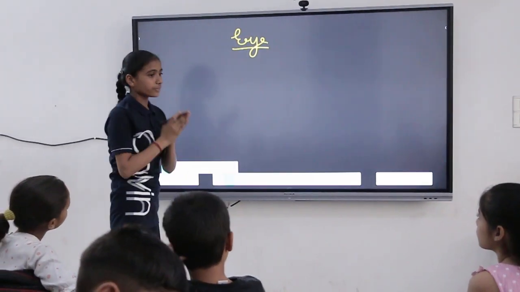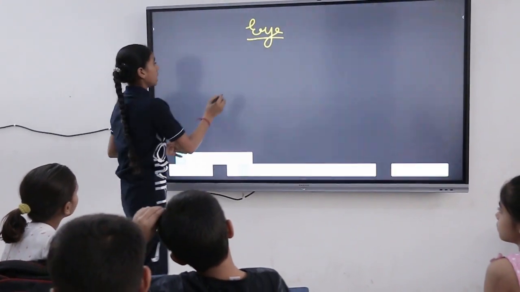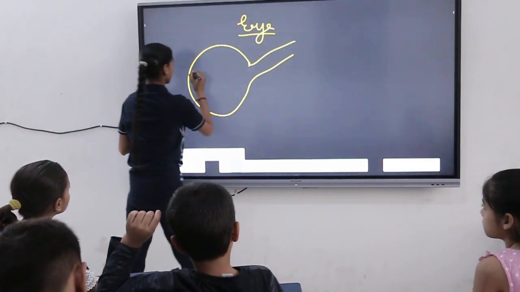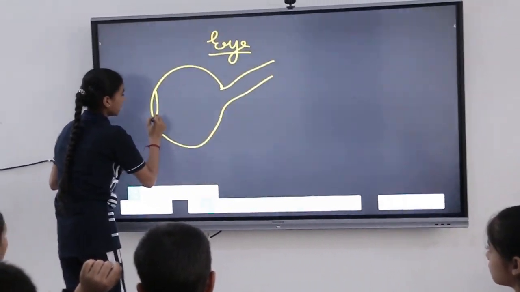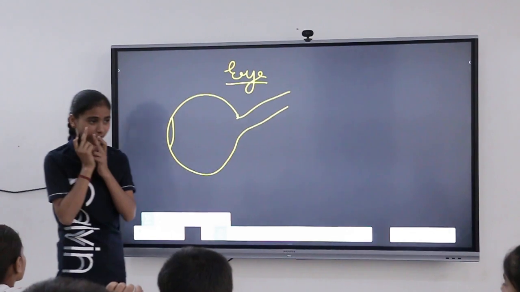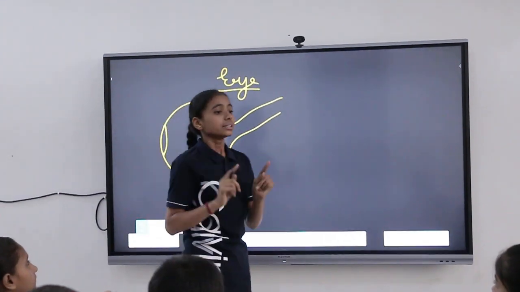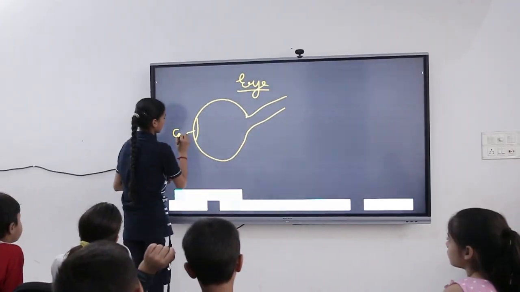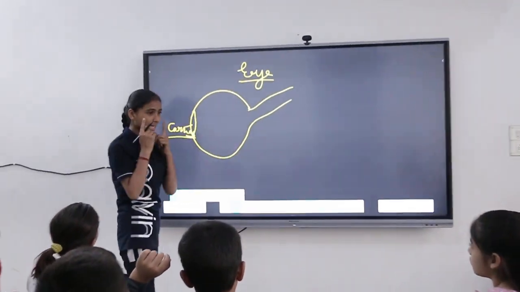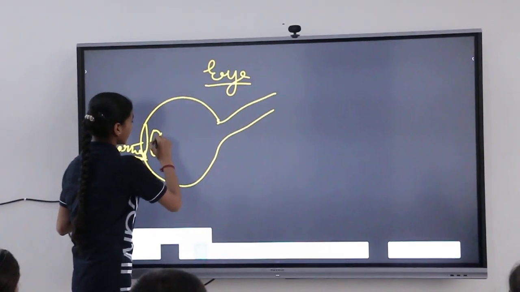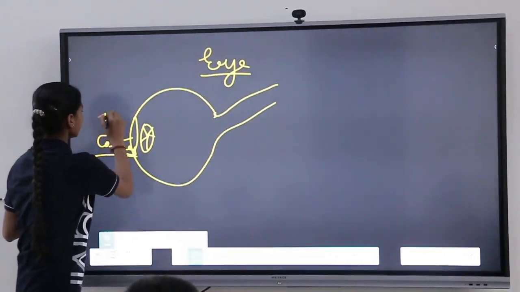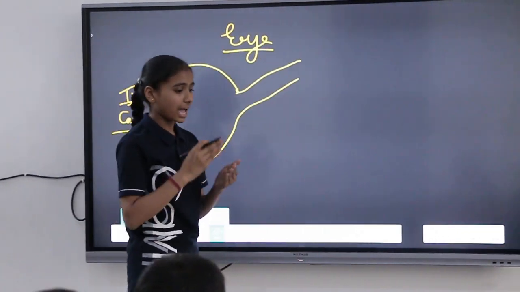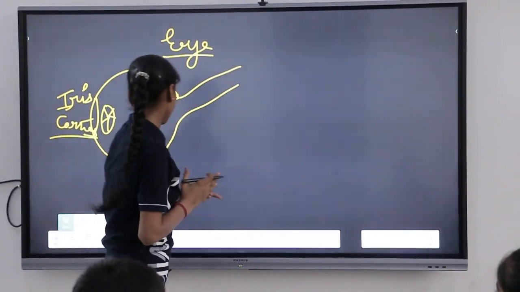With the help of the eye, we can see objects. Okay. So like this is an eye. In the front of the eye, this transparent part in our eye, that is the cornea. Okay. This ring-like structure in our eyes, that is the iris. Iris are of many colors like black, blue, green, and many more.